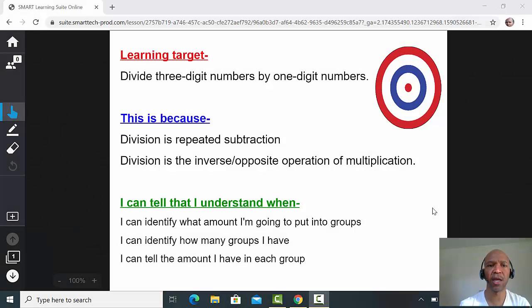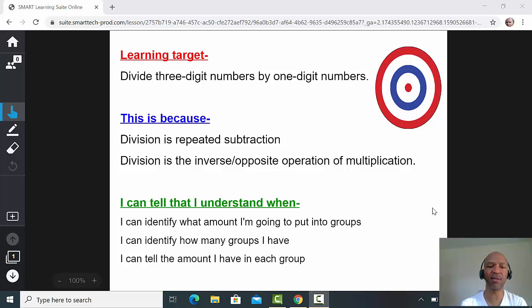Hello P6. The target in this video is dividing 3-digit numbers by 1-digit numbers. This is important because we need to know that division is repeated subtraction. Division is also the opposite, or the inverse operation, of multiplication.